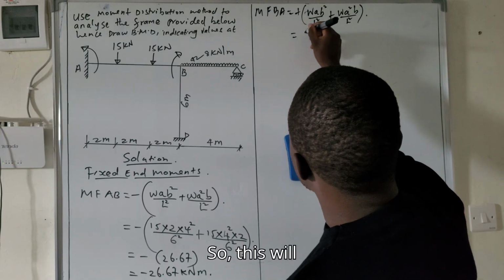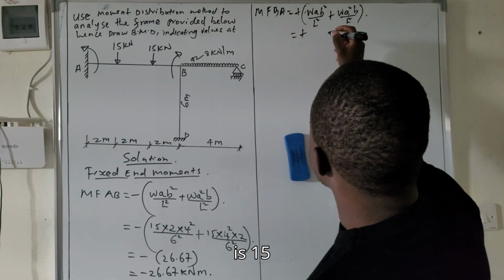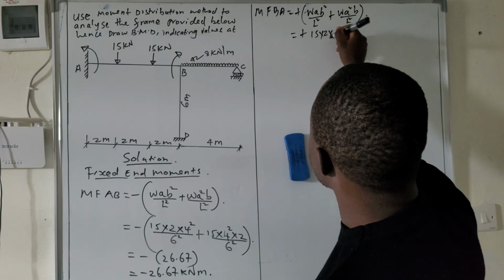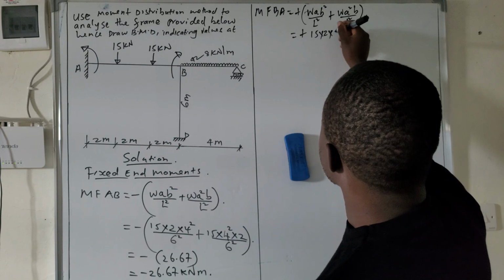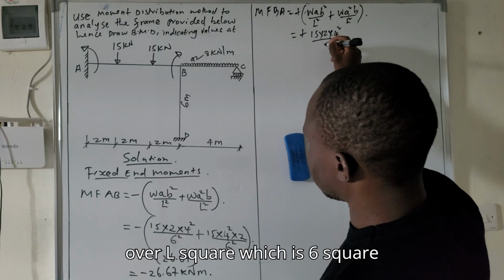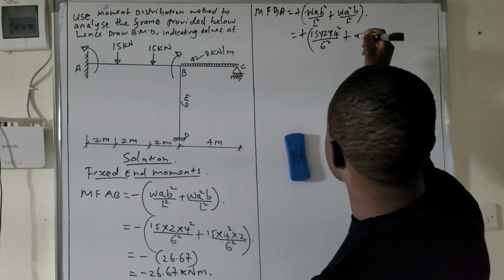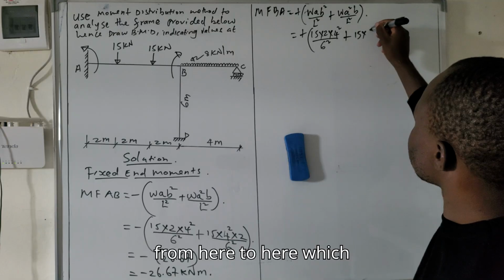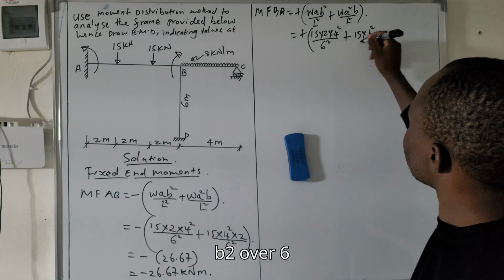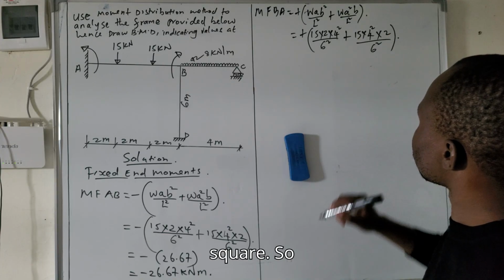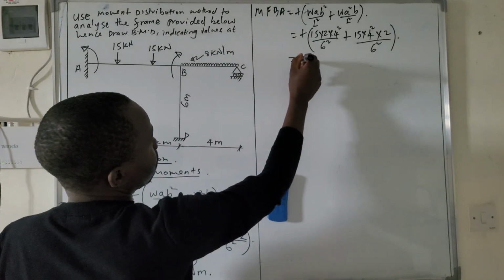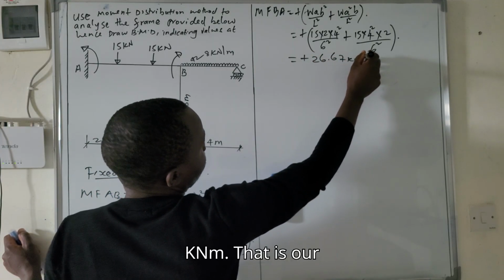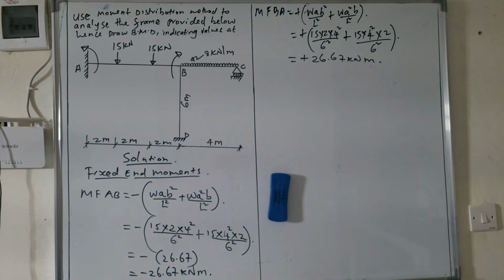So this will be plus W is 15 times A. A is 2, times B squared, 4, over L squared, which is 6 squared, plus W 15 times A from here to here, which is 4 squared, times B, 2, over 6 squared. So our final answer will be plus 26.67 kilonewton meter. That is our MFBA.